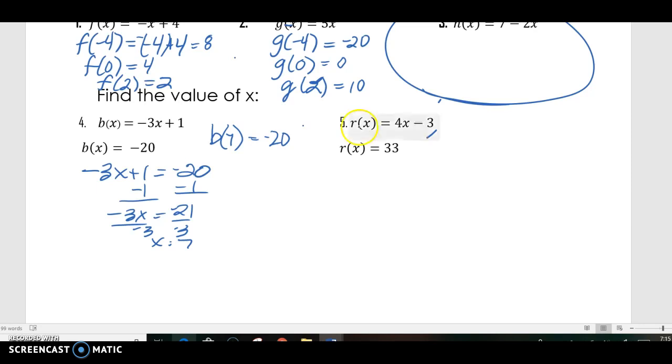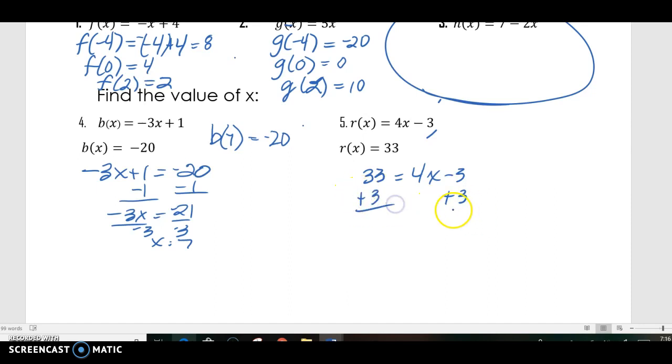Okay, so this time it says the function r of x is equal to 4x minus 3. What is the value of x when the function value is 33? So you put 33 equal to 4x minus 3 and solve.